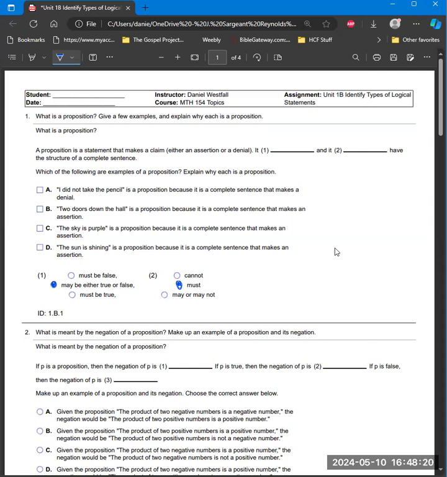Which of the following is an example of a proposition and explain why it is? I did not take the pencil is a proposition because it's a complete sentence that makes a denial. The sky is purple is a proposition because it's a complete sentence that makes an assertion. The sun is shining is a proposition because it's a complete sentence that makes an assertion.